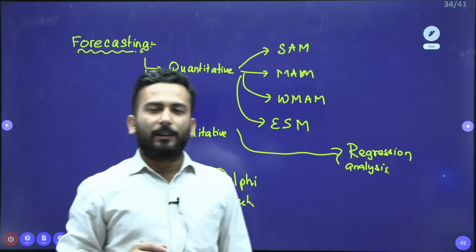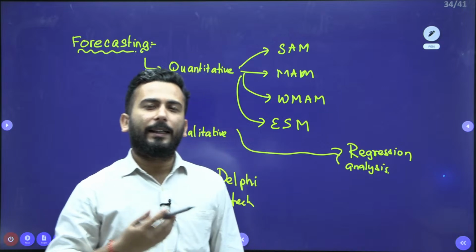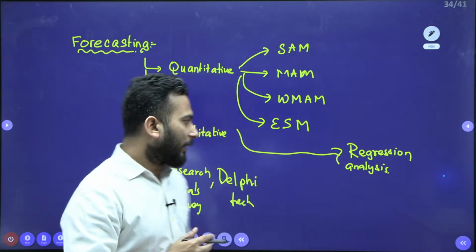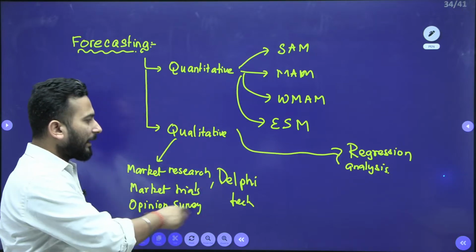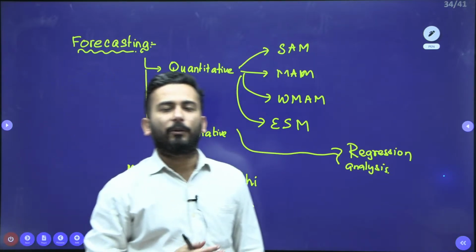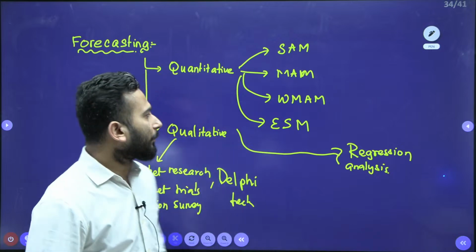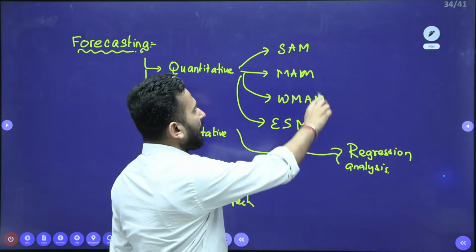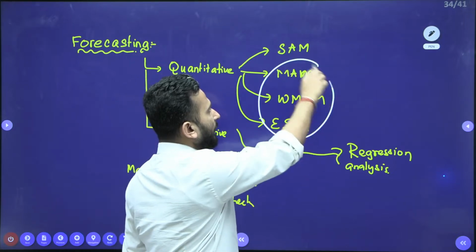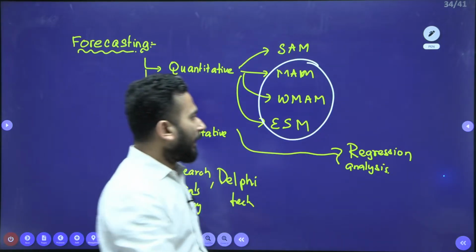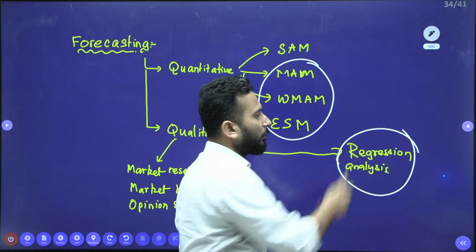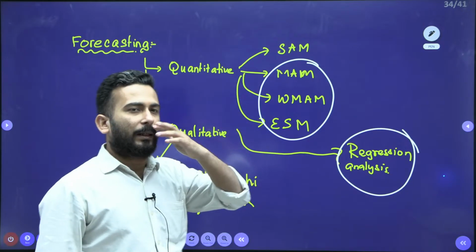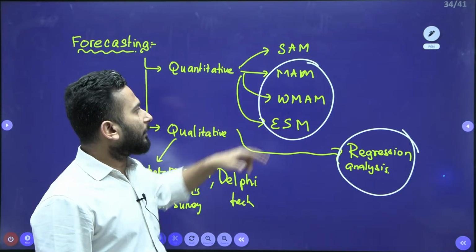So my dear friends, you know that GATE generally favors numerical portion. So regarding the qualitative, nothing much to discuss. It is all theoretical in nature. Yes or no? Now the most important, which I feel, is moving average to exponential. From here a question can come, and from here regression analysis one question can come. So my dear friends, let's discuss quickly what are these methods.